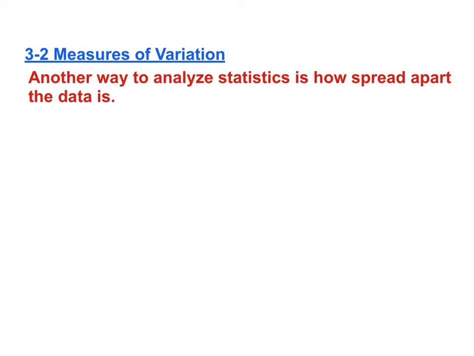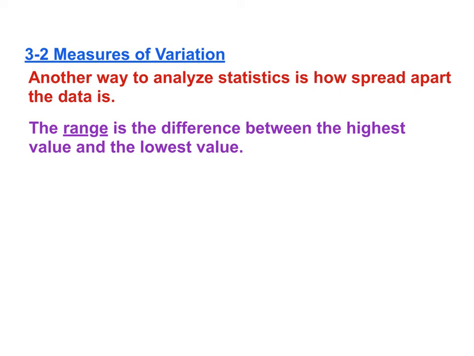The first measure of variation that we're going to talk about is the range. We talked about the range a little bit yesterday, but the range is just the difference between the highest and lowest value. You take the highest value, subtract the lowest value, and you get an idea of the spread for the entire set of data. That's what the range is good for.